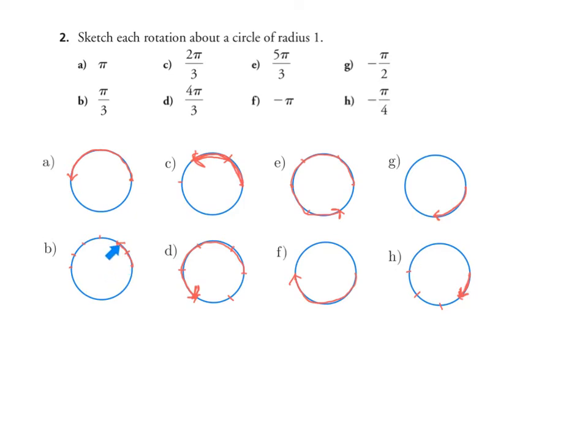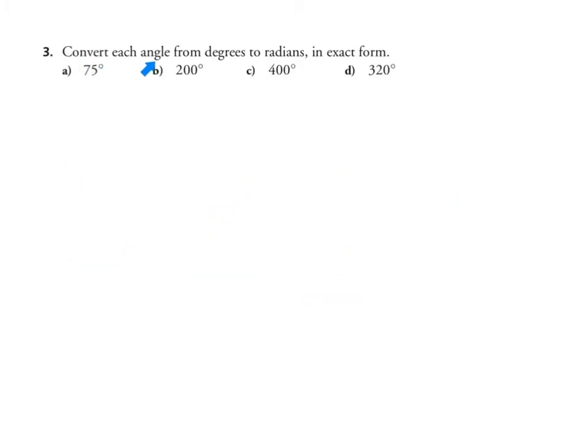this is pi by 3, also known as 60 degrees. This is 2 pi by 3, so 120 degrees. 4 pi by 3, so that's going to be 240 degrees, 60, 120, 180, 240. 5 pi by 3, so 60, 120, 180, 240, that's 300 degrees. Negative pi is negative 180 degrees. Negative pi by 2 will be negative 90 degrees, and negative pi by 4 is negative 45 degrees. Number 3, convert each angle from degrees to radians in exact form.